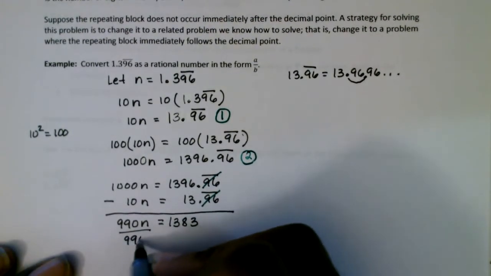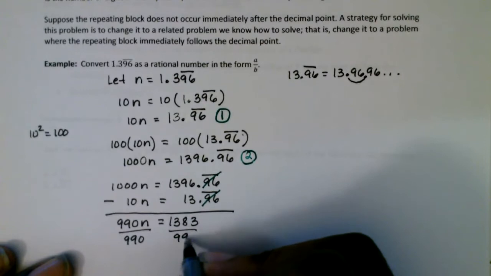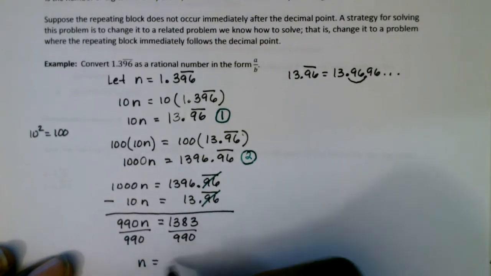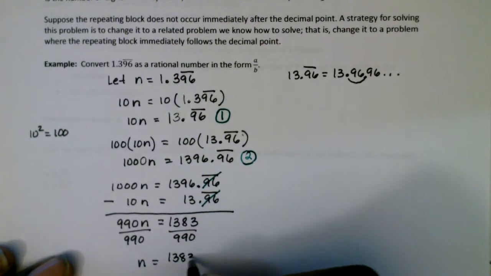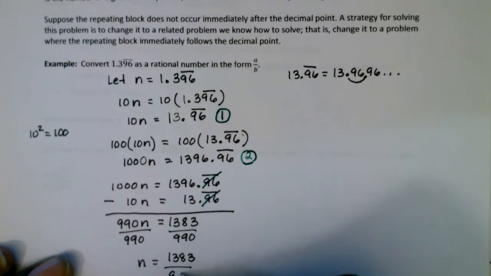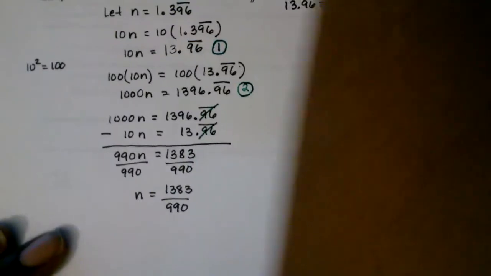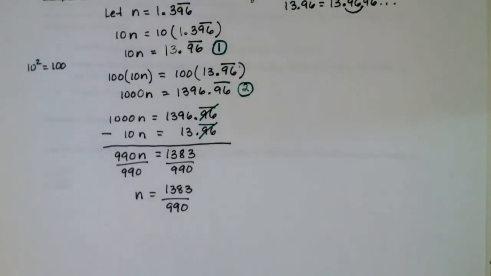Divide both sides by 990. That will mean n is equal to 1383 over 990. Okay, and that will remain as an improper fraction.